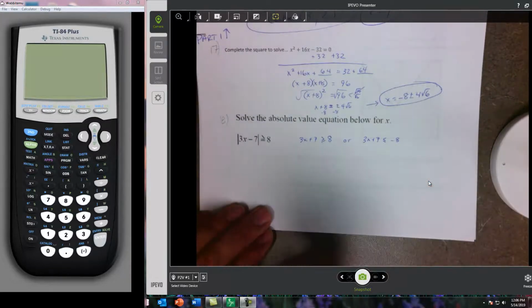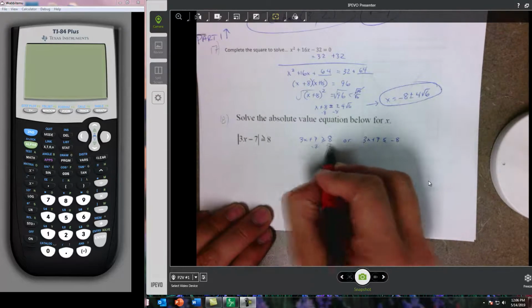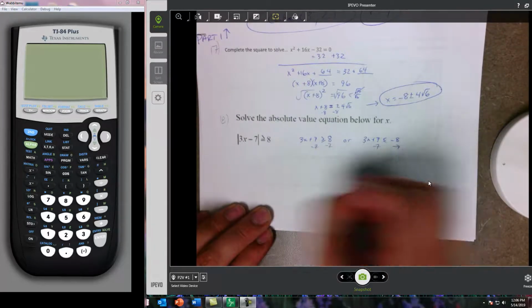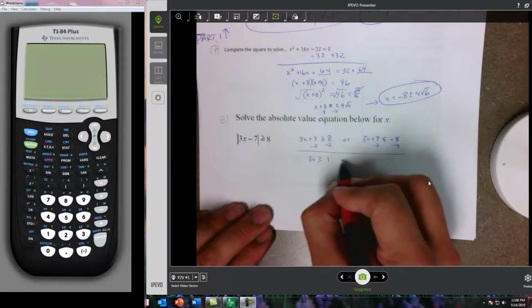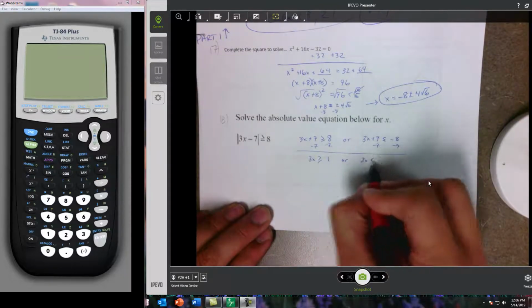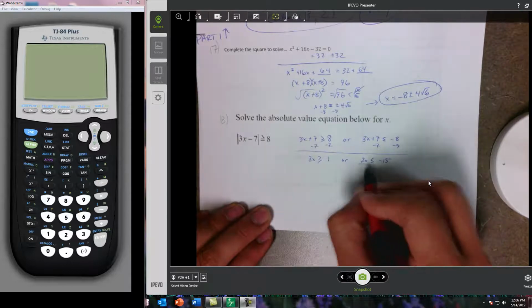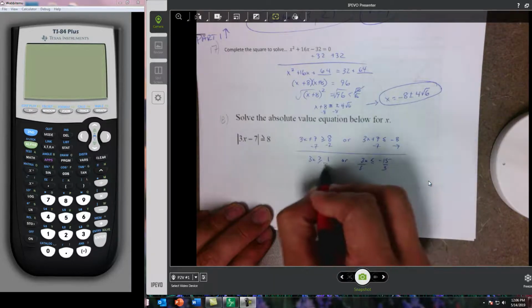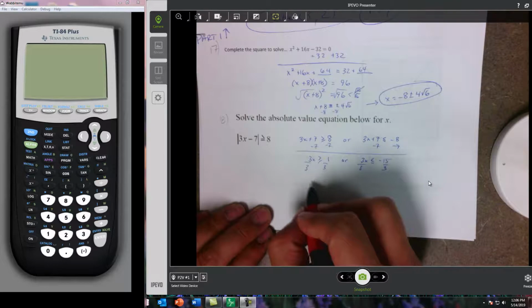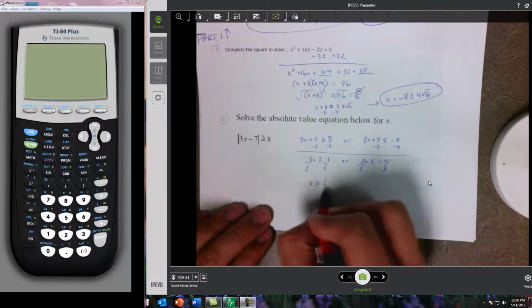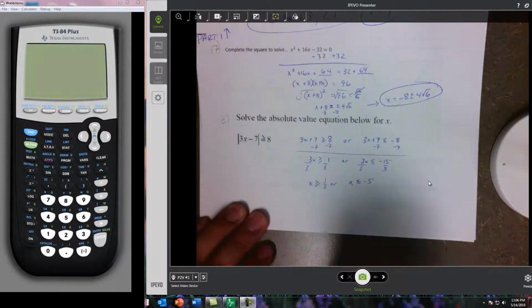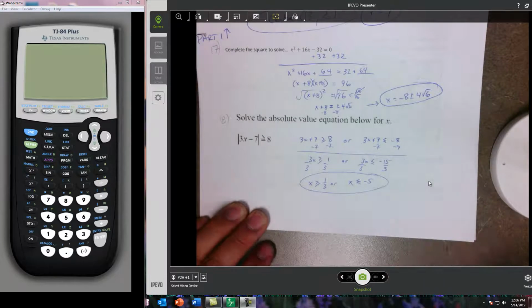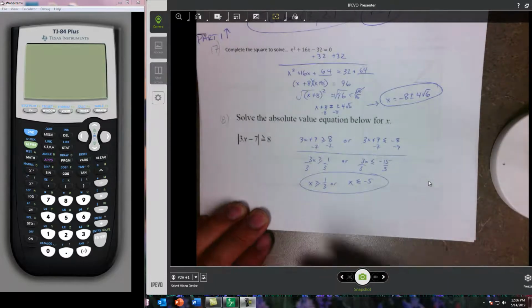So now I'm going to solve both of these the same way. Minus 7 in both cases. I get 3x is greater than or equal to 1, or 3x is less than or equal to negative 15. Dividing by 3 in every case, x is greater than or equal to 1/3, or x is less than or equal to negative 5. Now this is an acceptable way to put it. Depending on the multiple choice, you might have it written that way.